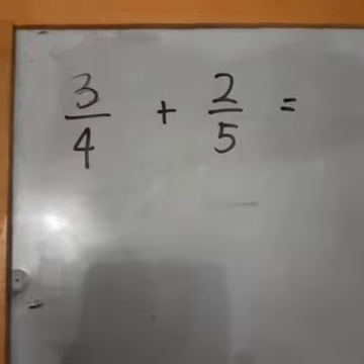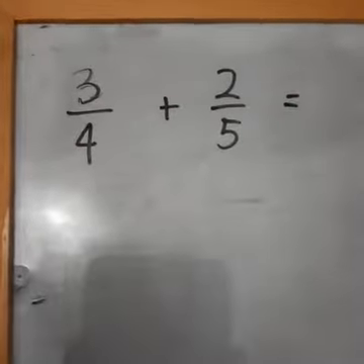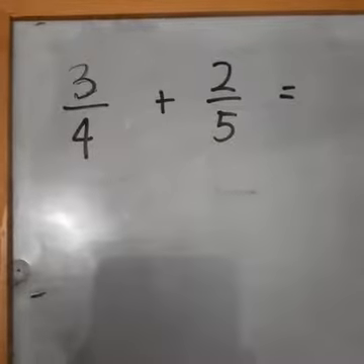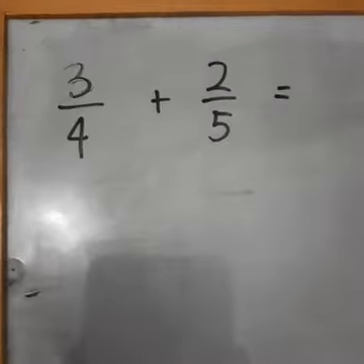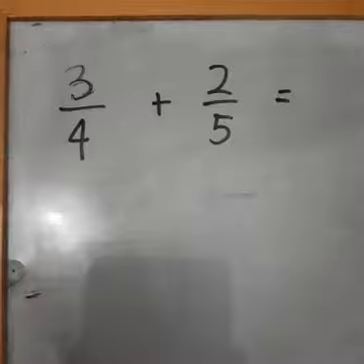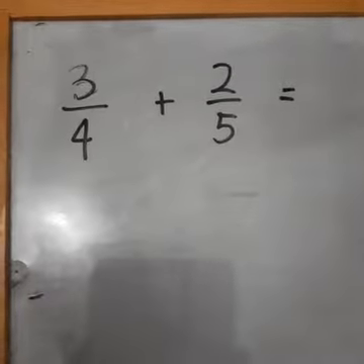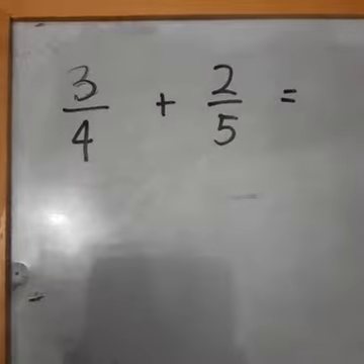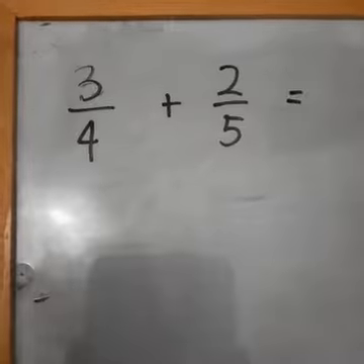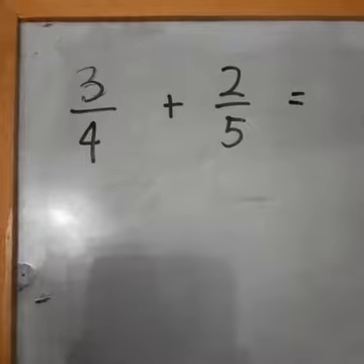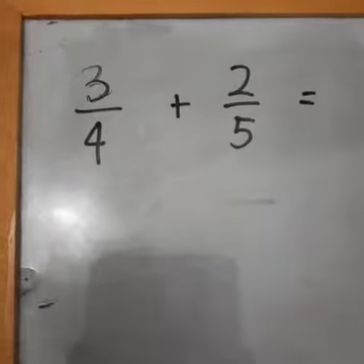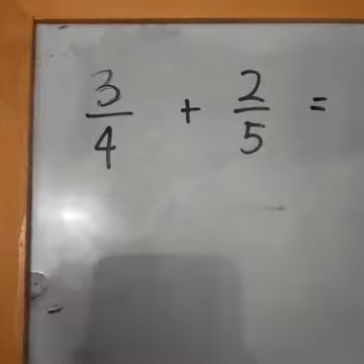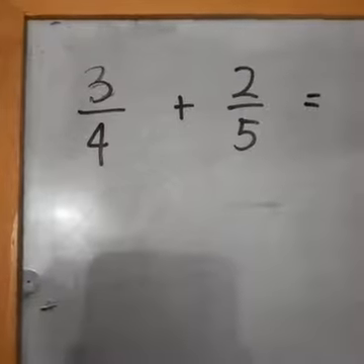Okay, today we are going to learn about fractions. First, we are going to learn about adding fractions. The example is 3/4 plus 2/5. In this example, they have unlike denominators. So, we have to find the common denominator of both fractions.